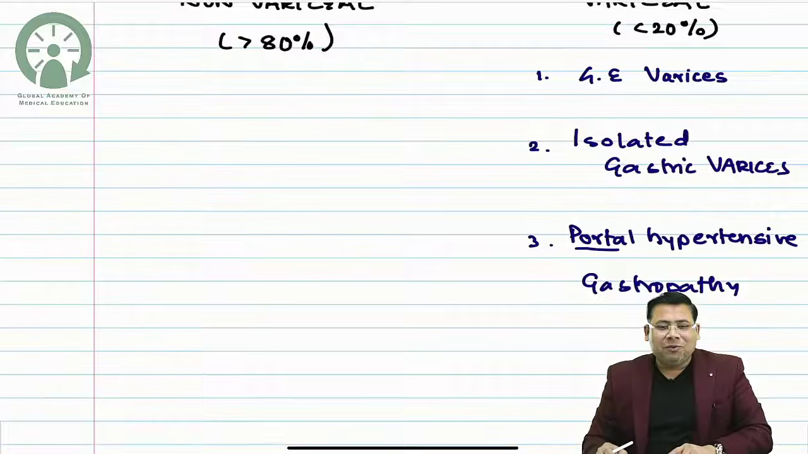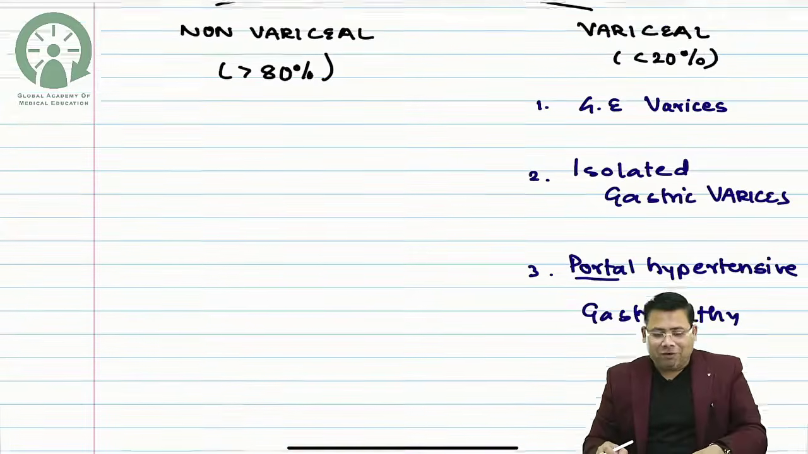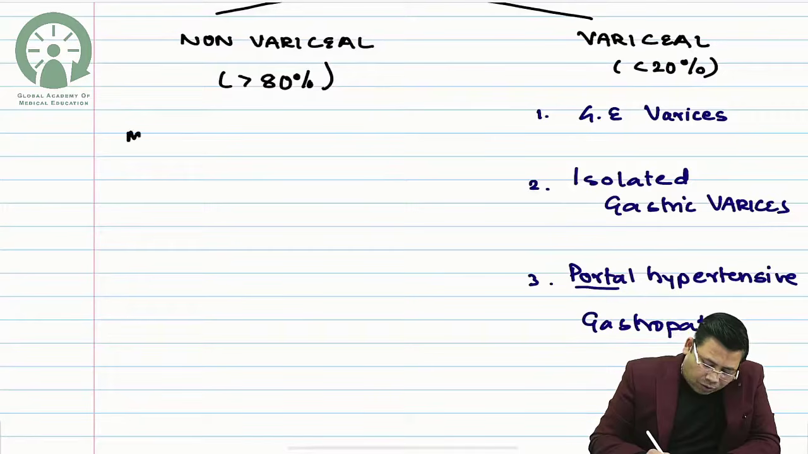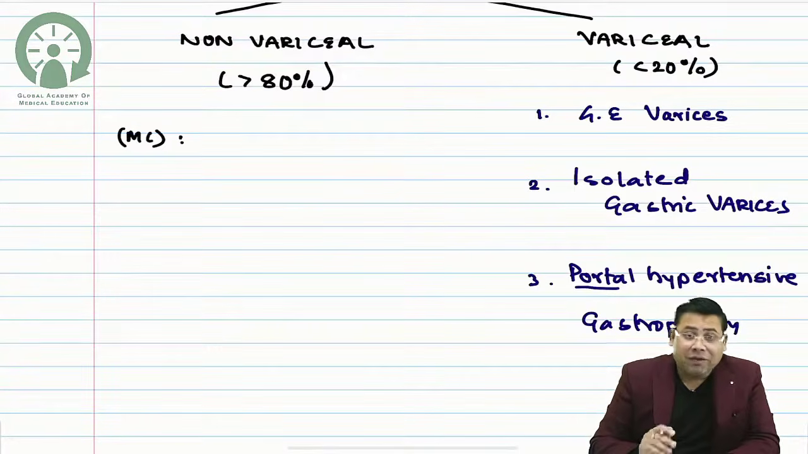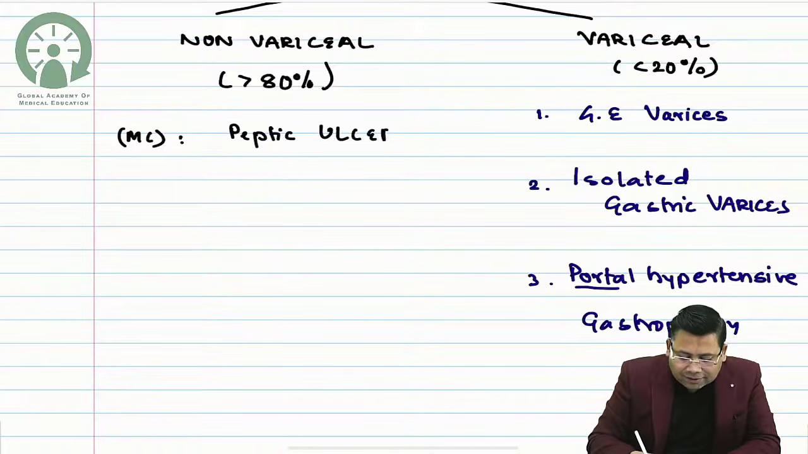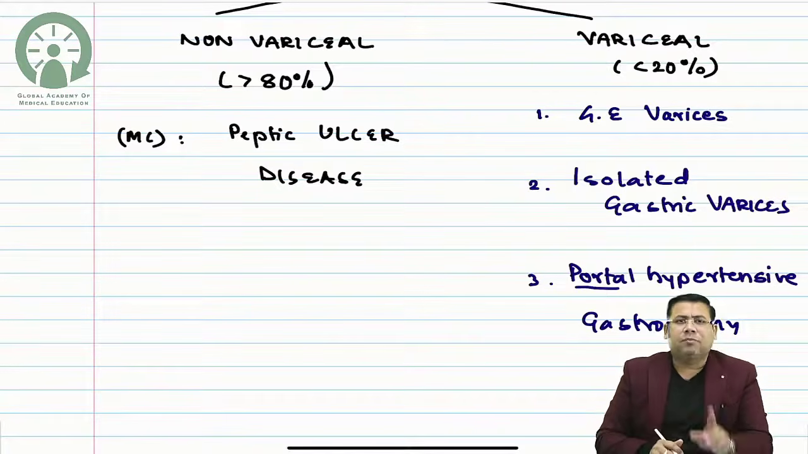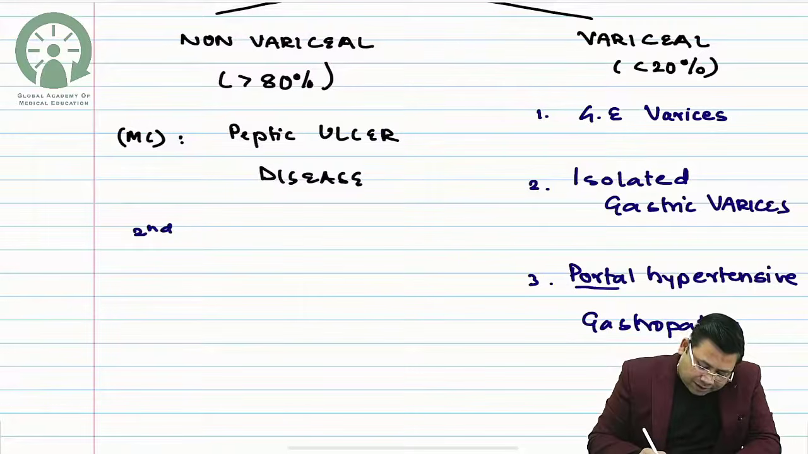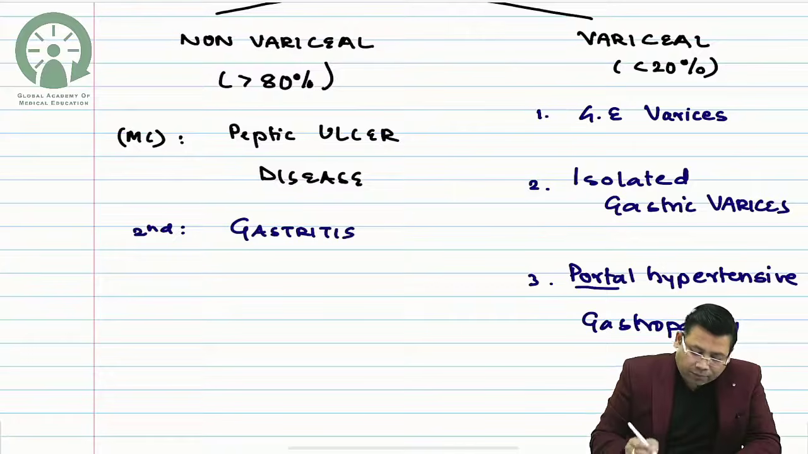Let us come back to the non-variceal causes of the bleeding. The most common cause that we have is peptic ulcer disease. You have to understand that peptic ulcer disease is the most common cause for this, point number 1. The second we have to understand is gastritis. So they are in order. Gastritis. Okay, before that, this is not the second, this is the third.